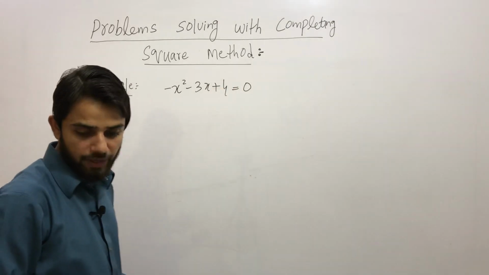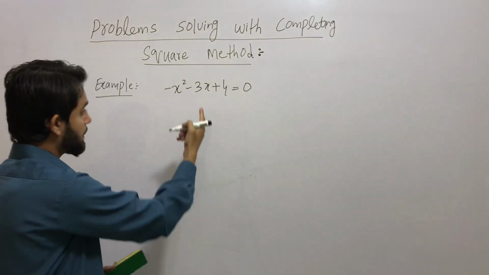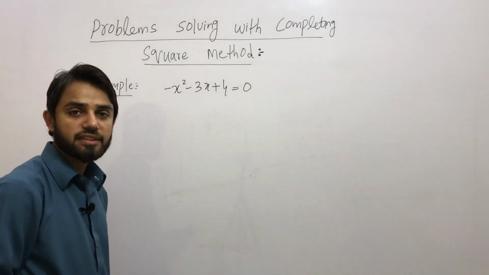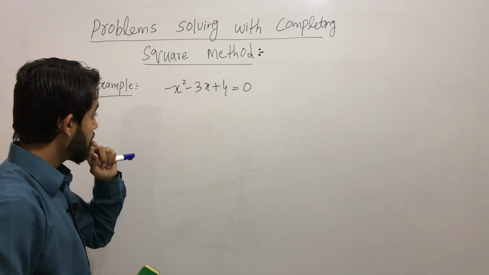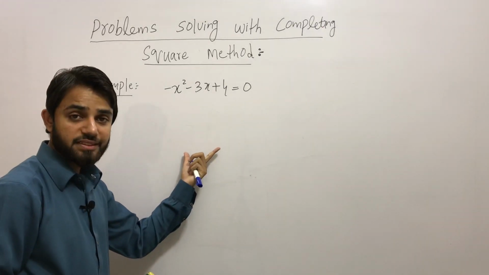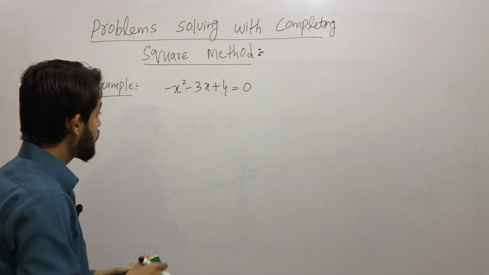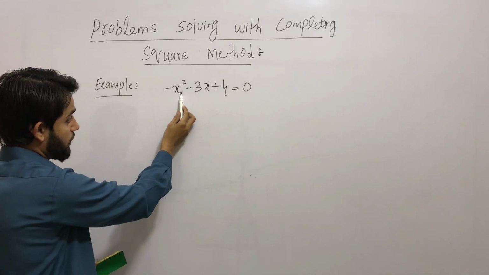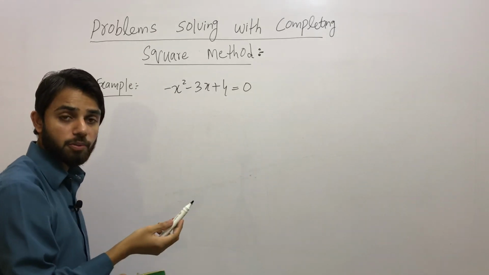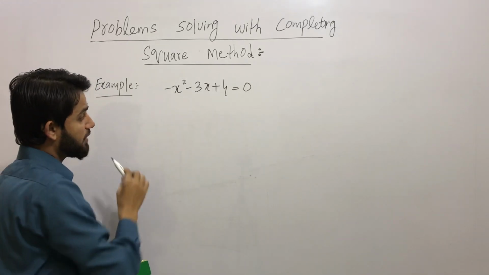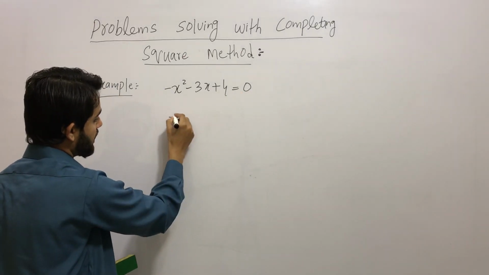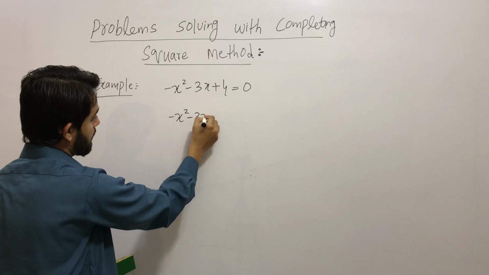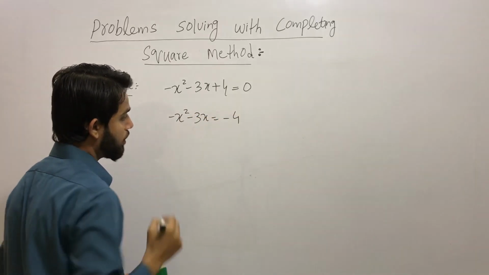So this is the example that we are going to take: minus x square minus 3x plus 4 equals to 0. Again, in this example, I told you we have to make the coefficient of x square alone. It should be positive 1, and over here we are having minus 1. So before going into that detail, we will shift 4 to the other side. So minus x square minus 3x is equals to minus 4.